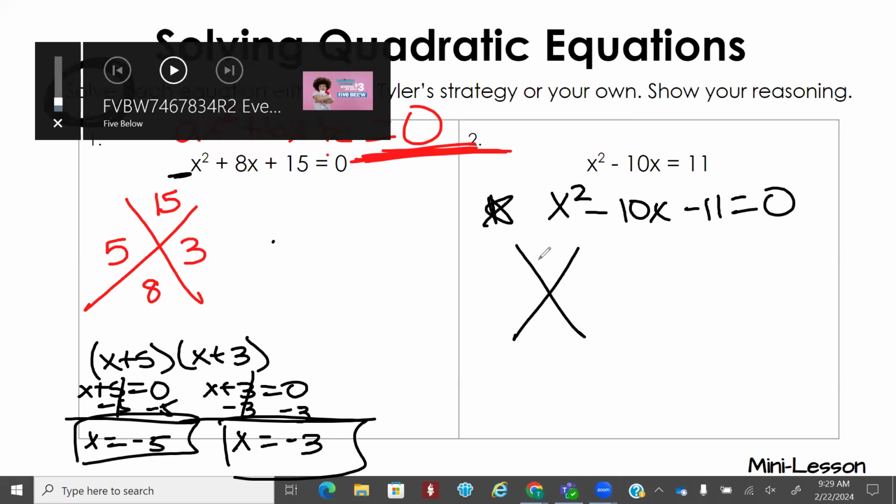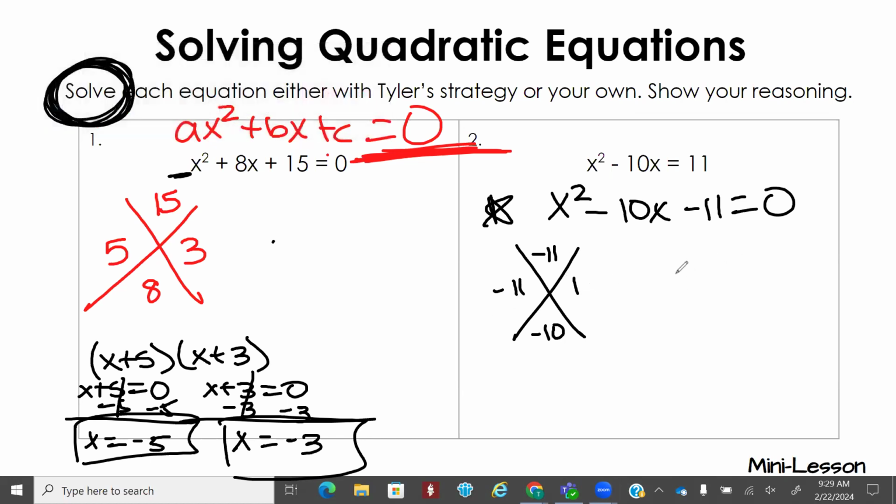Oh, when you factored this, you should have gotten negative 11 on the top, negative 10 on the bottom. What two numbers can I multiply to get me negative 11, but add to get me negative 10? So it should be negative 11 and 1, right? Yeah. Because the bigger number rules. So what I mean by that is if it's negative on the bottom, then the bigger number is going to be negative. If it's positive on the bottom, then the bigger number is going to be positive. Okay. So then if we solve, we're going to get x equals 11 and x equals negative 1. We okay on that? All right.